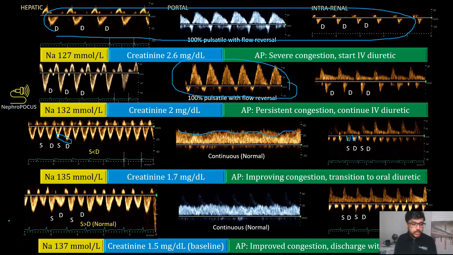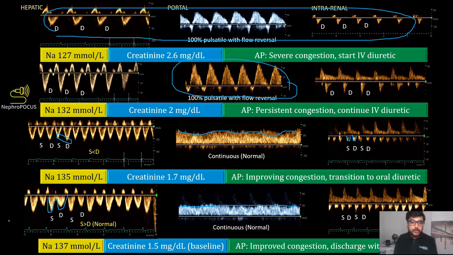On further follow-up, sodium and creatinine normalized, meaning creatinine came back to baseline. And hepatic vein, you can see that the S wave is more than D wave, which is completely normal. And portal vein remained normal, and renal remained biphasic with S and D waveforms. It's not completely normal, but renal tends to lag behind because of the persistent interstitial edema.